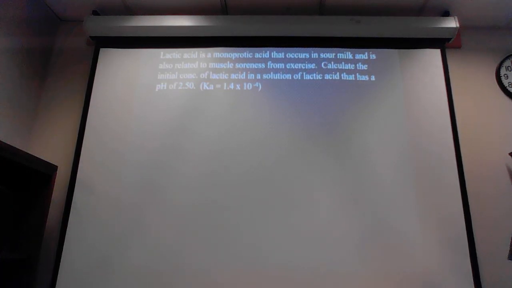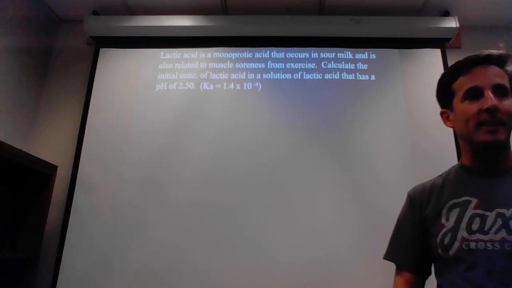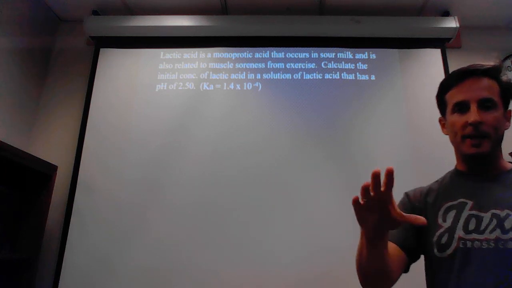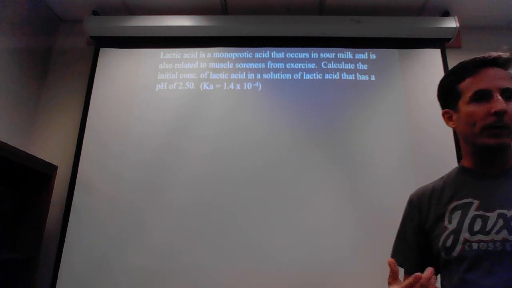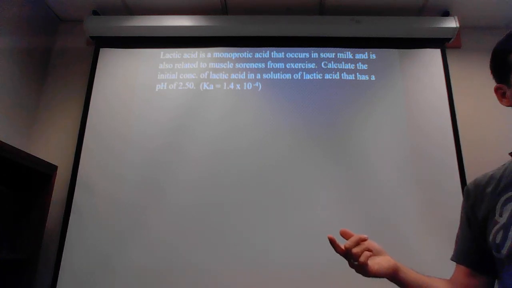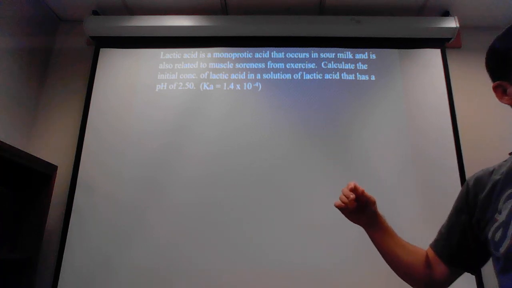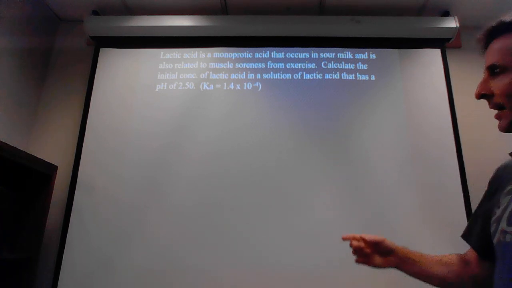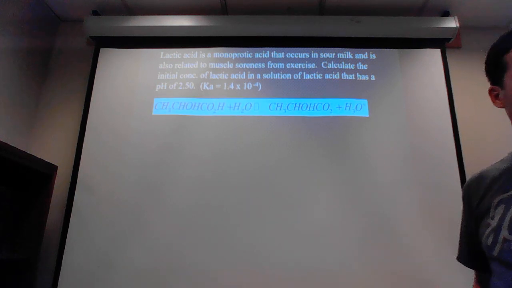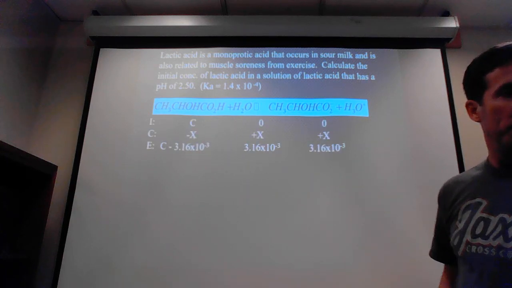All right, one more problem on this slide. We have lactic acid. Again, it's just another random acid, so you could write HA yields H plus A minus for your reaction. We want to calculate the initial concentration of the solution, so the initial acid concentration, if the pH is 2.5 and the Ka is 1.4 times 10 to the minus 4. Again, we have a reaction, but I would write the simplified one if it were me.